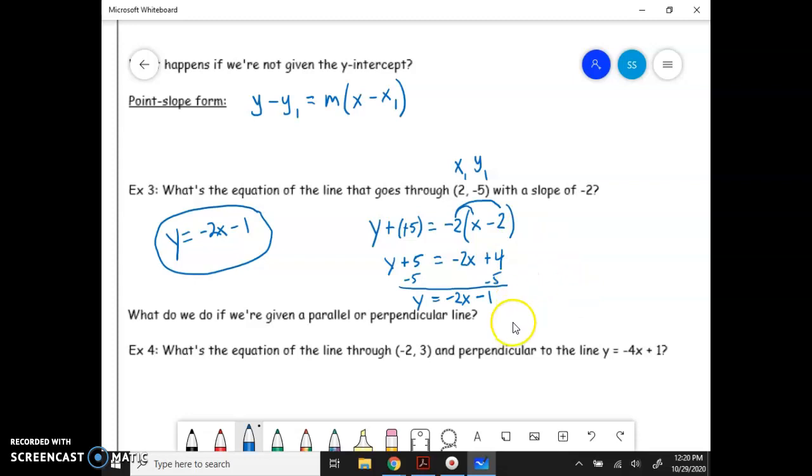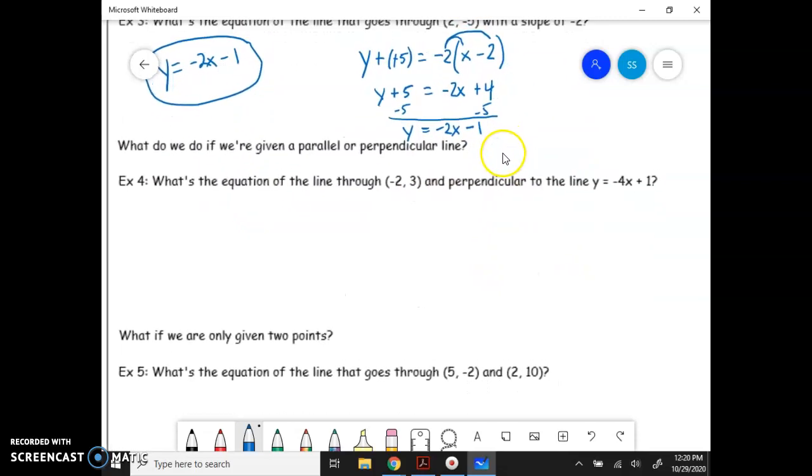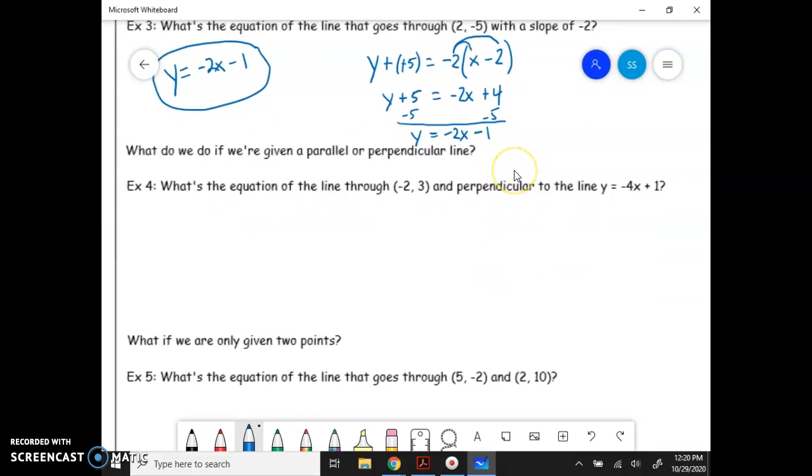Okay. All right, moving on. What do we do if we're given a parallel or a perpendicular line? Okay, so let's do a little bit of review.